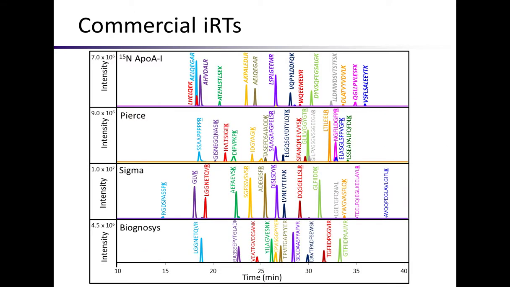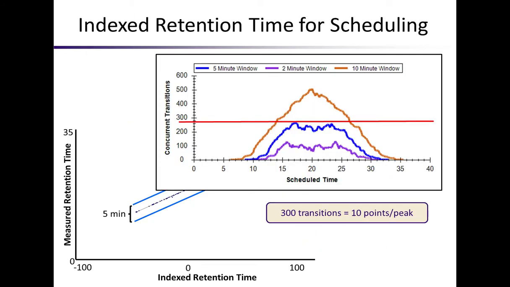Let me just show you how nicely this works. First, there's a whole bunch of different options. They all work fine. If we have a set of peptides, here on the x-axis I'm showing you the index retention time, and on the y-axis is the measured retention time. We want them to all fall within a 5-minute window, and that will allow us to have a 2.5 second cycle time, right? With this 5-minute window, we're only measuring 250 transitions concurrently, which gives us a 2.5 second cycle time.